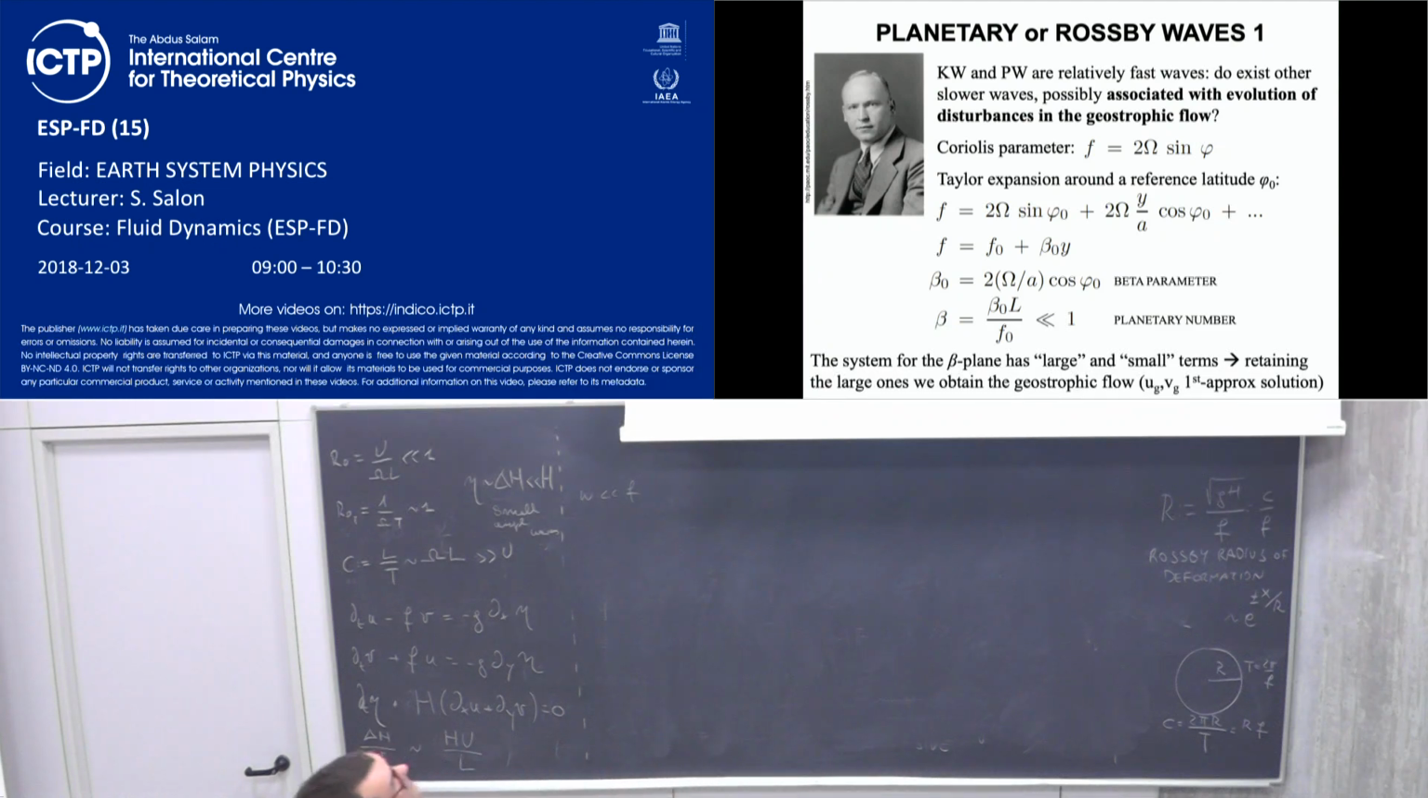And what we have is two more waves. One is the Rossby waves, the other one will be the topographic waves. Rossby waves and topographic waves are very, very similar. The only difference is related to the fact that the disturbance that created these waves, one is related to the planetary effect, the other one is related to the topographic effect. So let's start with the Rossby or planetary waves.